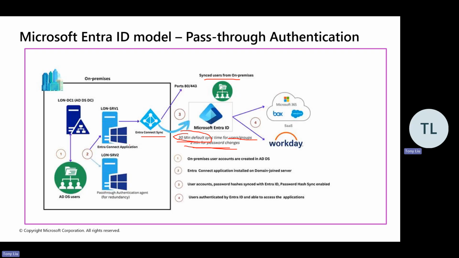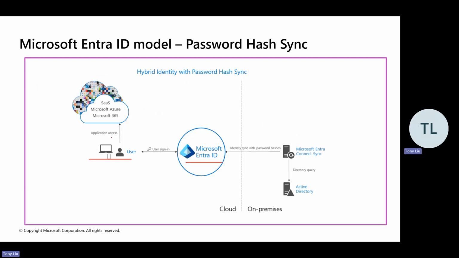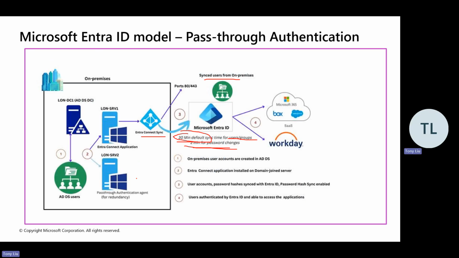And this one is a cloud user. You see the user is not on premises. The cloud user wants to access a cloud application, and the user is authenticated by Entra ID. In this one, the user is an Active Directory user, and the Active Directory user can access a cloud application. This is called pass-through authentication. So the authentication is still done by Entra ID.